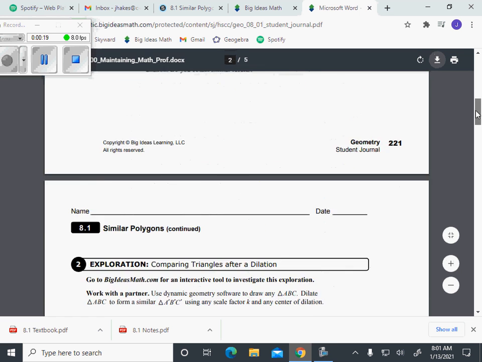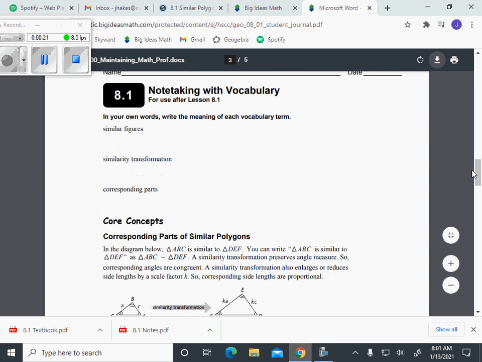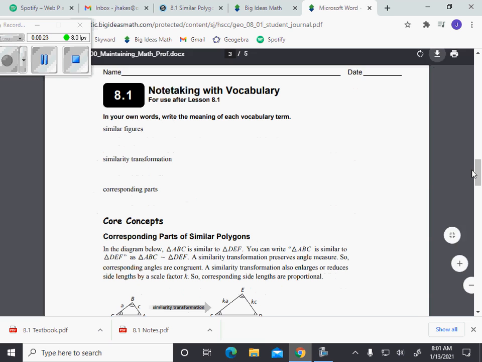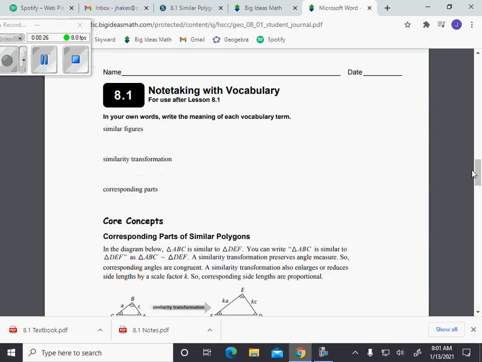In this lesson, I'm going to start way down here. I'm not even going to go back up. We're just going to start here and work our way down. Start with definitions. Similar figures. This should be, again, a refreshment.